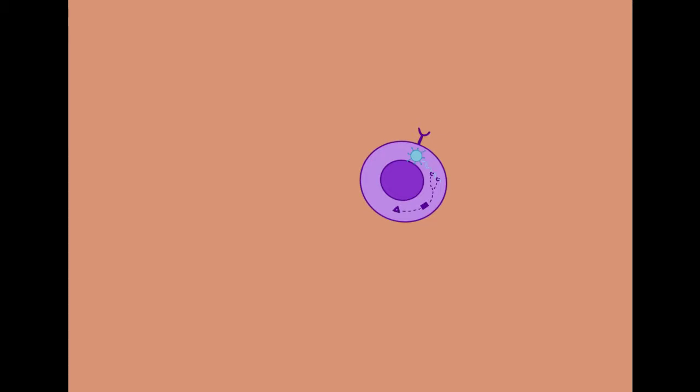Interferon alpha and beta also increase the expression of receptors for natural killer cells and activate them to kill virally infected cells. Additionally, some of the virus is broken down and presented on a protein called major histocompatibility complex 1 or MHC1.